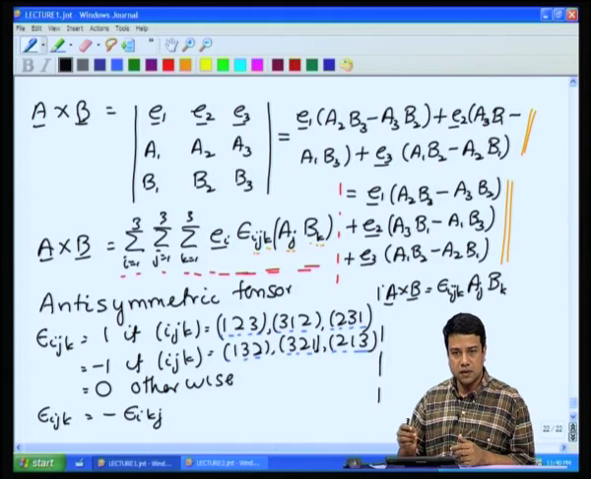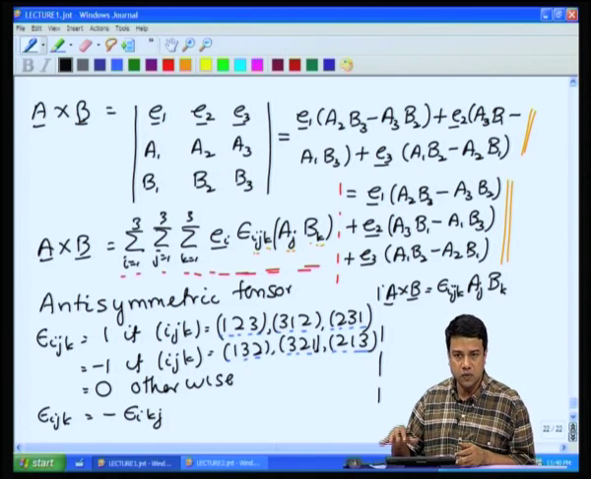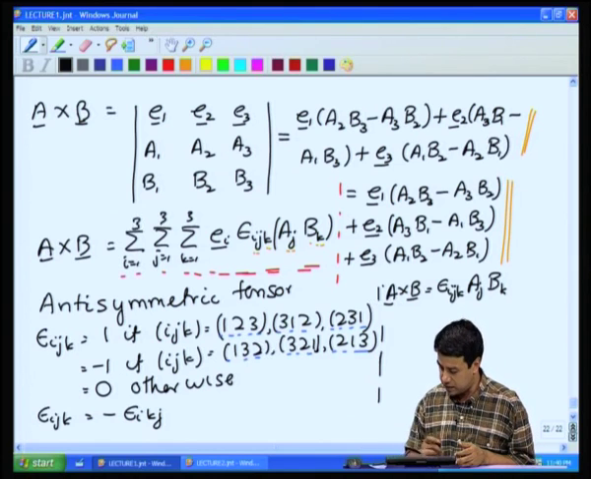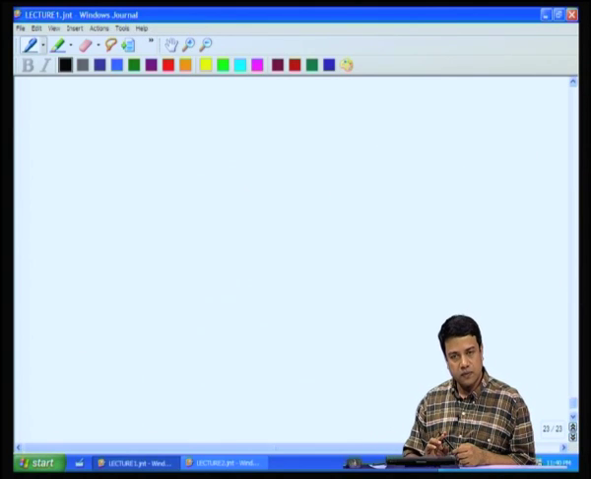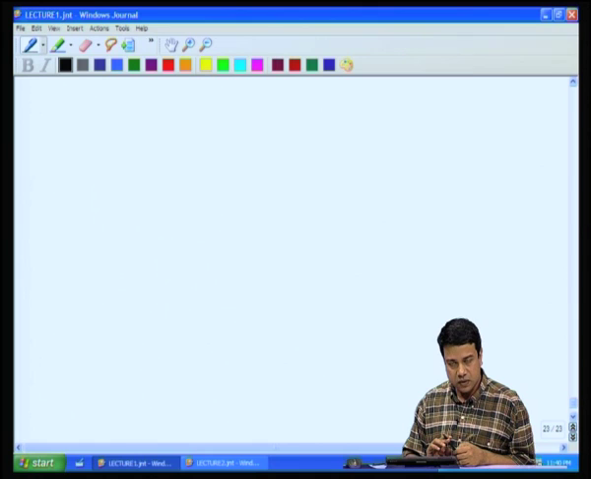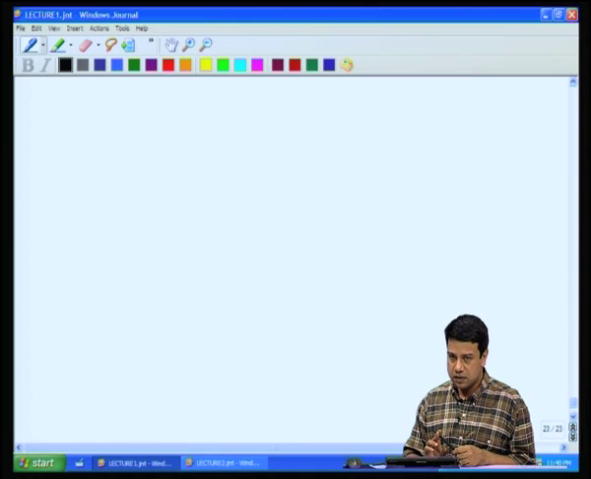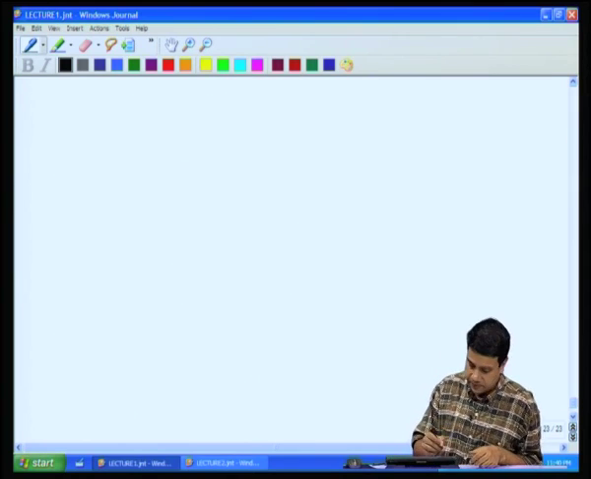So the cross product is no different from a dot product. We can reduce it to a dot product by dotting this antisymmetric tensor with the 2 vectors that we are considering. Now, one has to be careful when using cross products, because the result could depend upon the coordinate system that you are using. Let me just try to explain that.